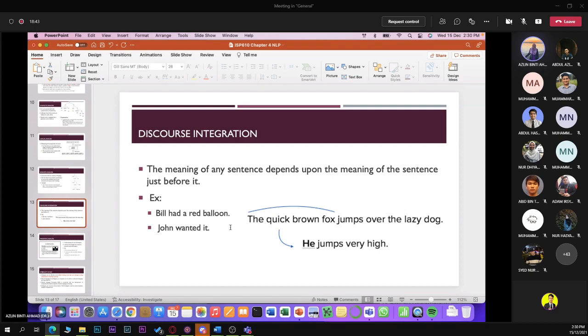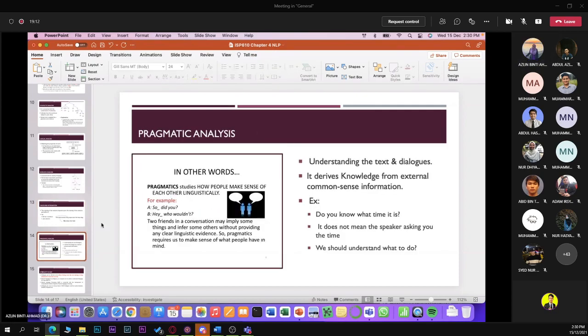For example here, the quick brown fox jumps over the lazy dog. He jumps very high. So he ni refers to siapa? Okay, so he is referring to the quick brown fox. Same goes to these examples. Bill had a red balloon, so John wanted it. So it is referring to the red balloon. Okay, that is discourse integration.